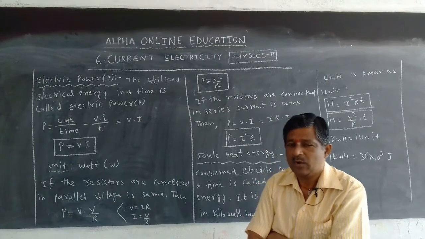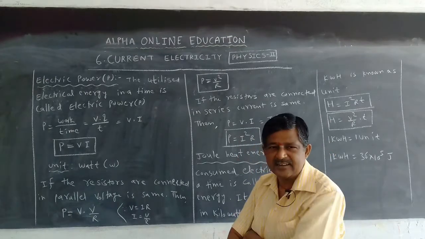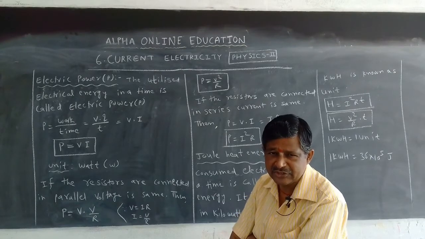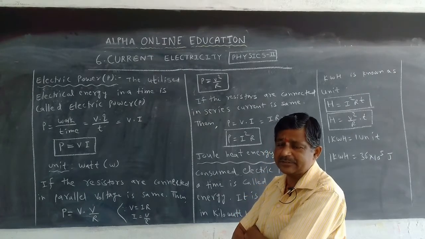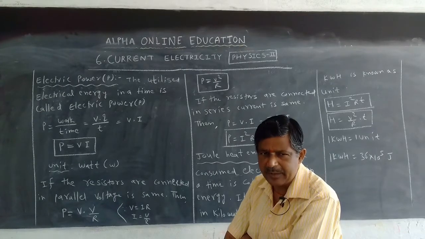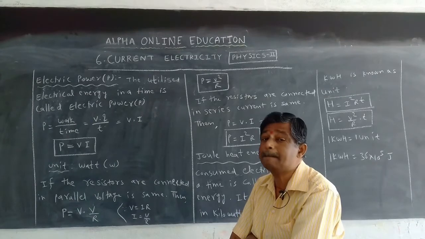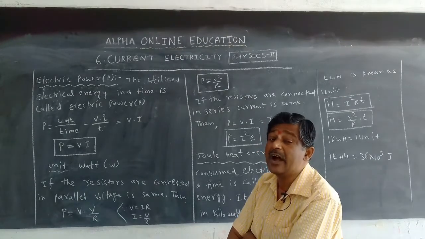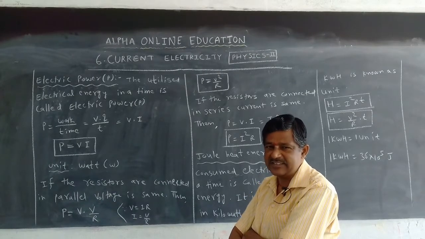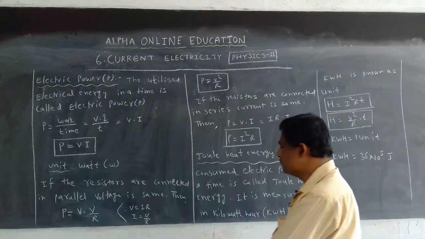Totally how many expressions did we get for electrical power? Three. What are the three? First one is P is equal to V into I. This is the general equation from the definition. Next, P is equal to V square by R. When can we take this? When the resistors are connected in parallel. Next, P is equal to I square R. When can we take this equation? When the resistors are connected in series.